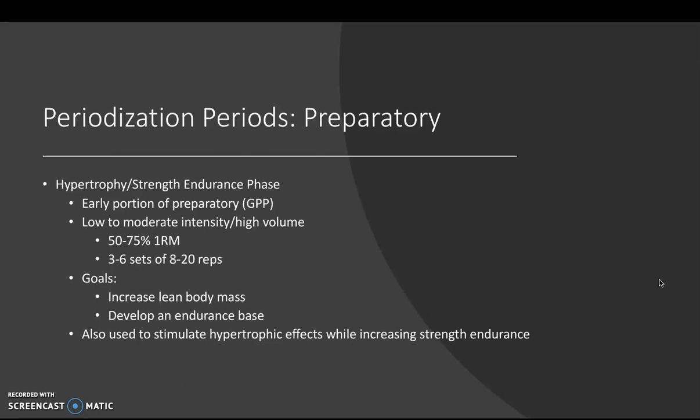When we're looking early on in our preparatory phase, looking at that GPP, we're going to be starting with a hypertrophy / strength endurance phase. That's a very early portion. I consider this more of a post-season, so right when the season ends. You're looking at having low to moderate intensity with a high volume, so anywhere between 50 to 75% of your 1 rep max with 3 to 6 sets of 8 to 20 reps. So very high volume, very low intensity.